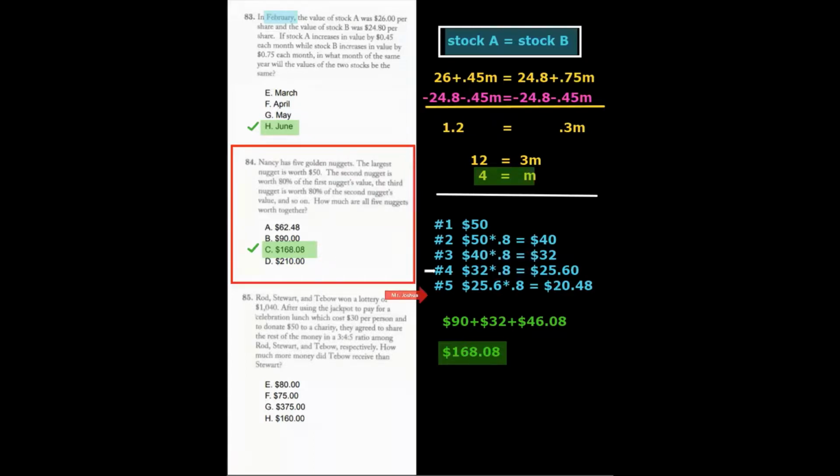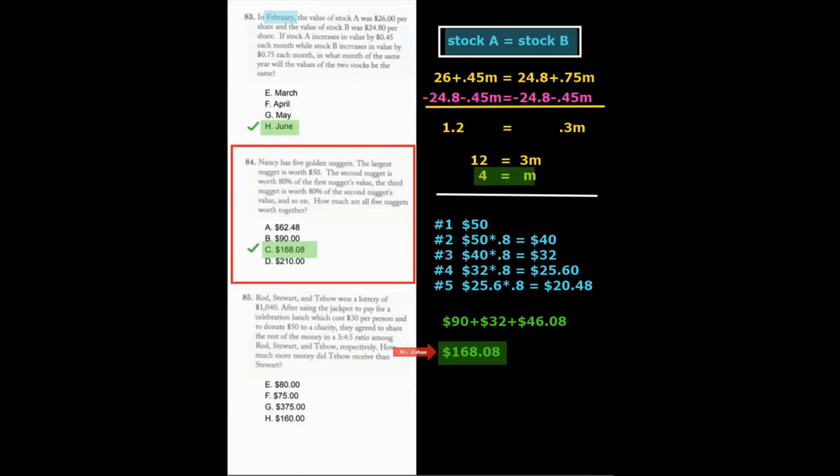If you multiply by 100%, it would be the same amount, right? 80% is 0.8, so it should be decreasing in value. Adding them together, 50 plus 40 is 90. 32 is just 32, but this is 45, oops, got to carry, 46.08. Then 90 plus 32 is 112, 152, 158, 162, 168.08, and the correct answer is C.